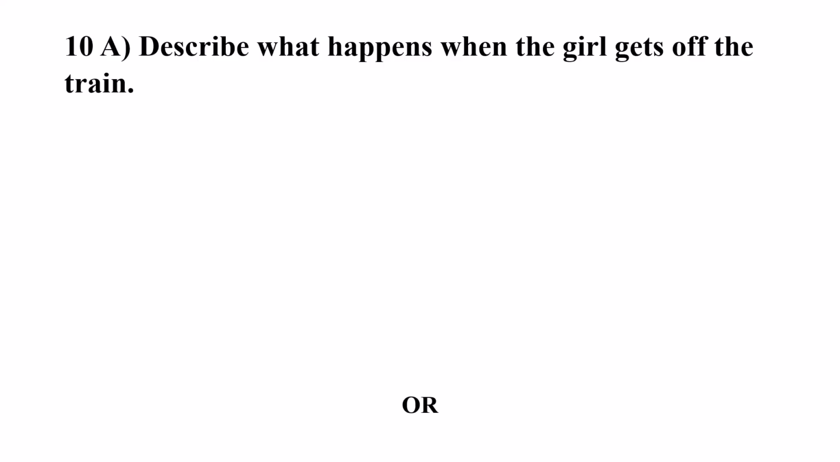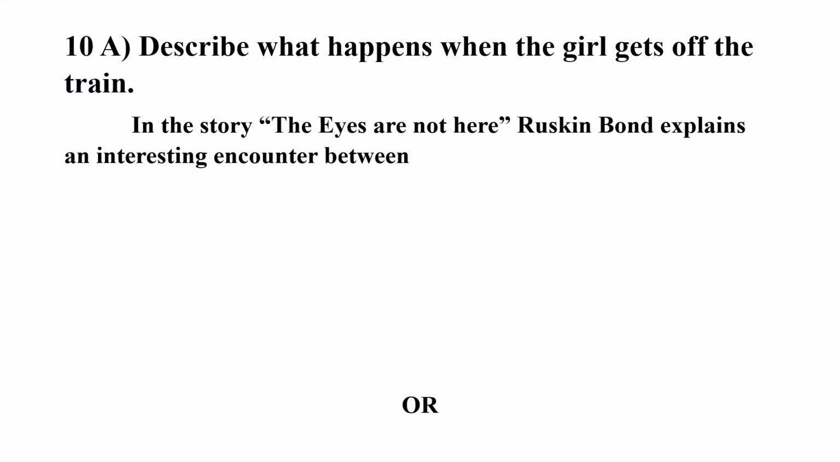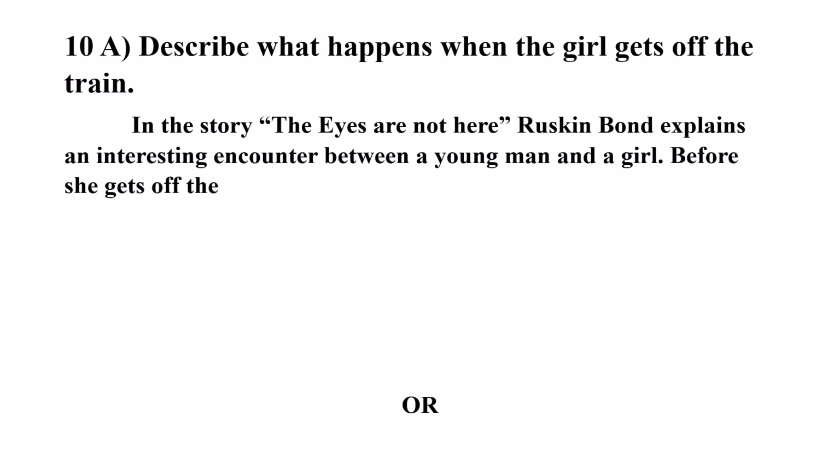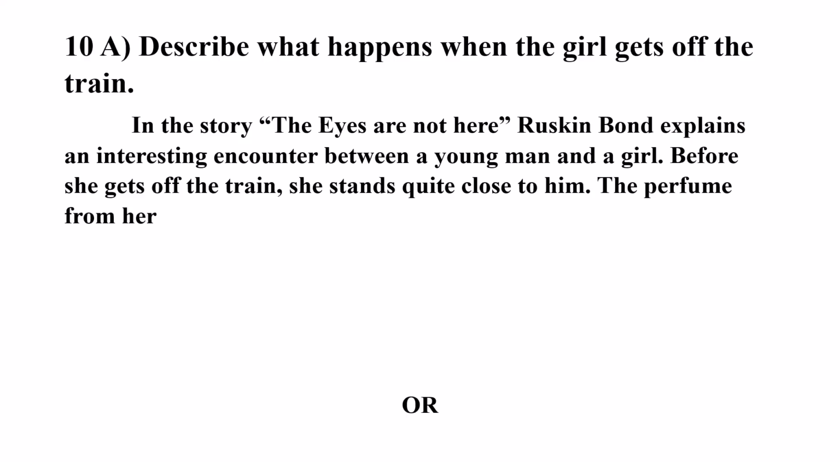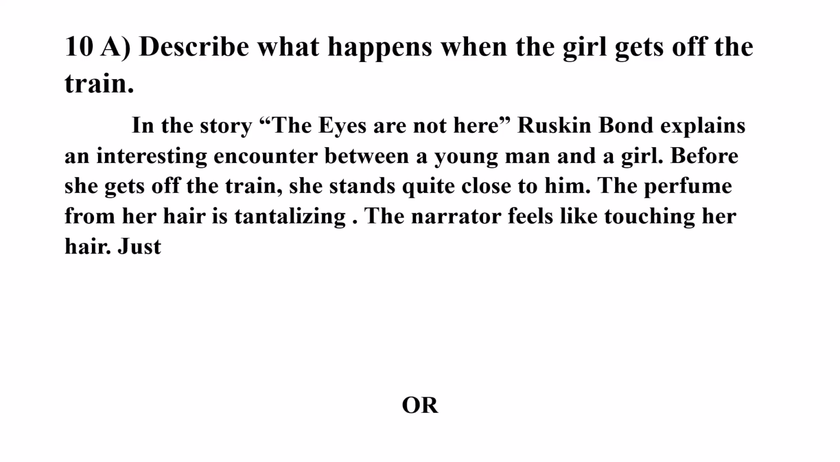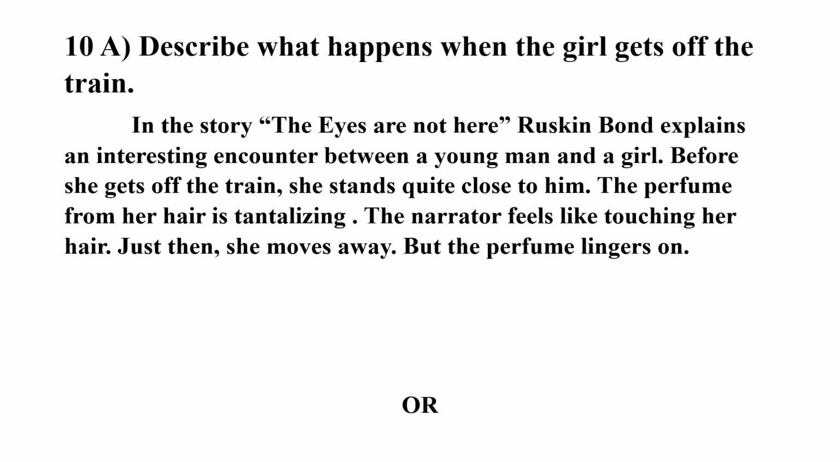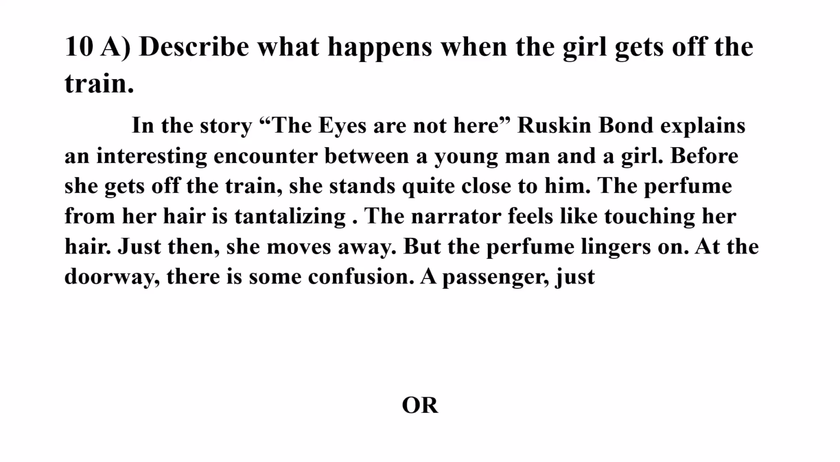Next question. Describe what happens when the girl gets off the train. So, in the story The Eyes Are Not Here, Ruskin Bond explains an interesting encounter between a young man and a girl. Before she gets off the train, she stands quite close to him. The perfume from her hair is tantalizing. Tantalizing means very attractive and tempting. The narrator feels like touching her hair. Just then she moves away, but the perfume lingers on. Lingers on means stays on.